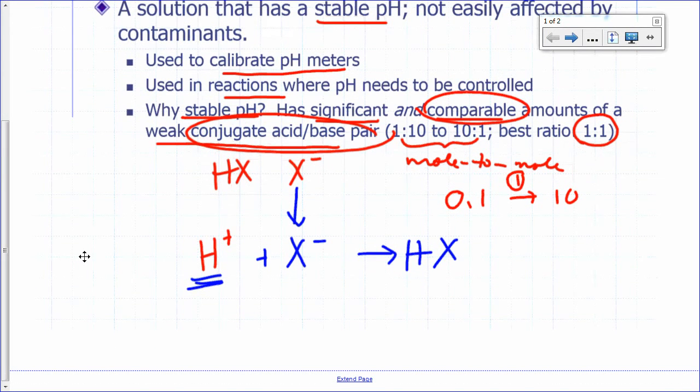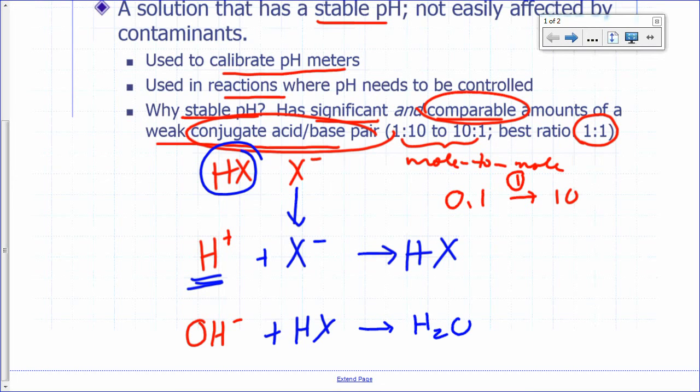Similarly, if you contaminate it with hydroxide, this time it's going to be the HX, the conjugate acid here, that will react with that hydroxide and convert the hydroxide into water. Okay, the HX combines with the hydroxide to give you water plus X-. So in either case, you don't get to see a significant change in the H+ and the hydroxide concentration, and so that leads to what we would consider a stable pH.